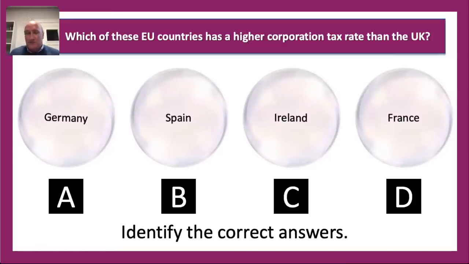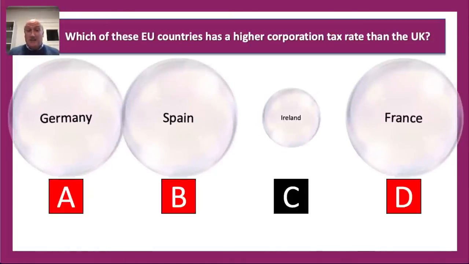Okay, well, let's go for the answers. It's three of them. Germany, Spain, and France. They all have a high corporation tax at the moment. Of course, don't forget that the UK is scheduled to increase corporation tax from 19% at the moment to 25% starting next year. But over a phased period, they're going to raise corporation tax on big companies, companies that make profits of more than £250,000.